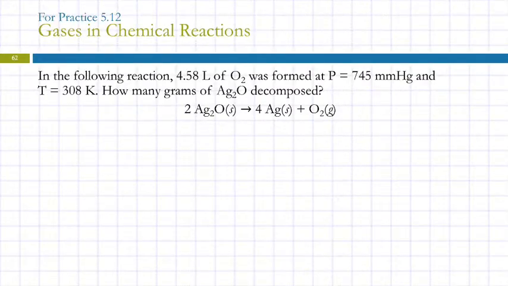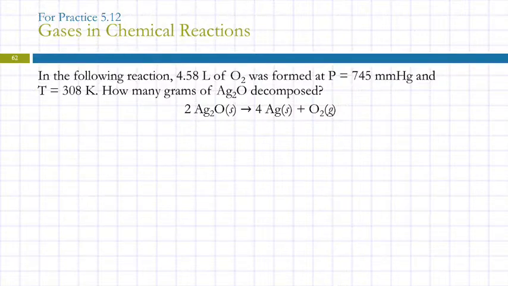Okay, let's do a couple of relatively simple problems. In the following reaction, 4.58 liters of oxygen was formed at the pressure equals 745 millimeters of mercury and temperature equals 308 Kelvin. How many grams of Ag2O decomposed? So this is a chemical reaction. So we can't just take these volume, pressure, temperature and just go straight to calculating moles of something, because we need to know moles of what.